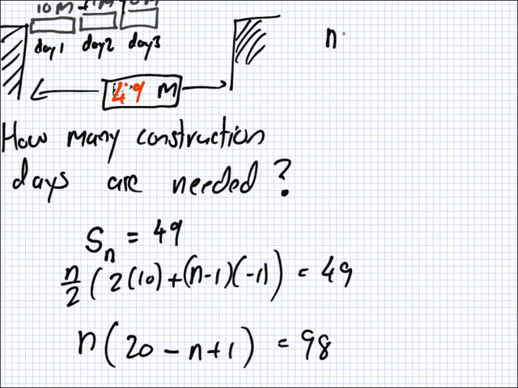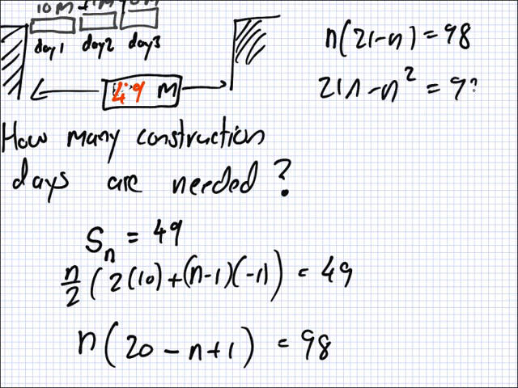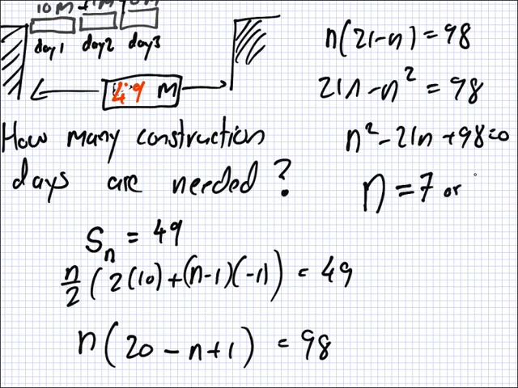So that's n times (21 minus n) equals 98. That's 21n minus n squared equals 98. That's n squared minus 21n plus 98 equals 0. And what are the values here for n? Just one answer? 14 and 7. 7 or 14.